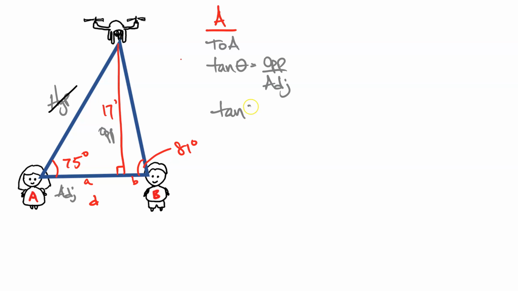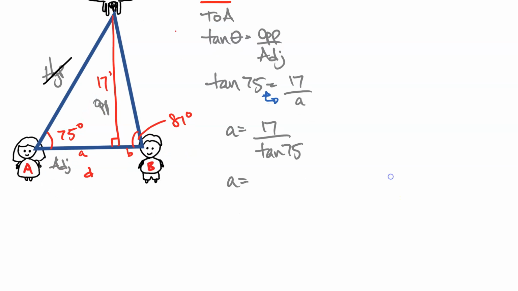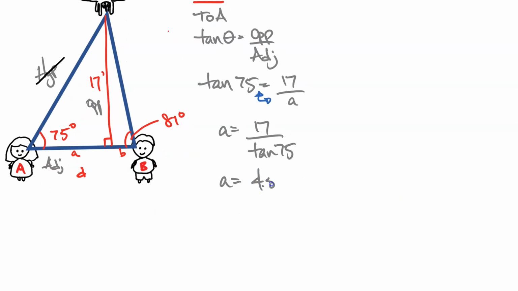Tan of 75 is equal to my opposite, which is 17, over my adjacent, which is the lowercase a. Use a monkey wrench and do the little switch, and come back and say a is equal to 17 divided by tan 75. That distance is 17 divided by tan 75, which is 4.55, and actually there's another 5 after it, so I'm going to change this to 4.56 feet.